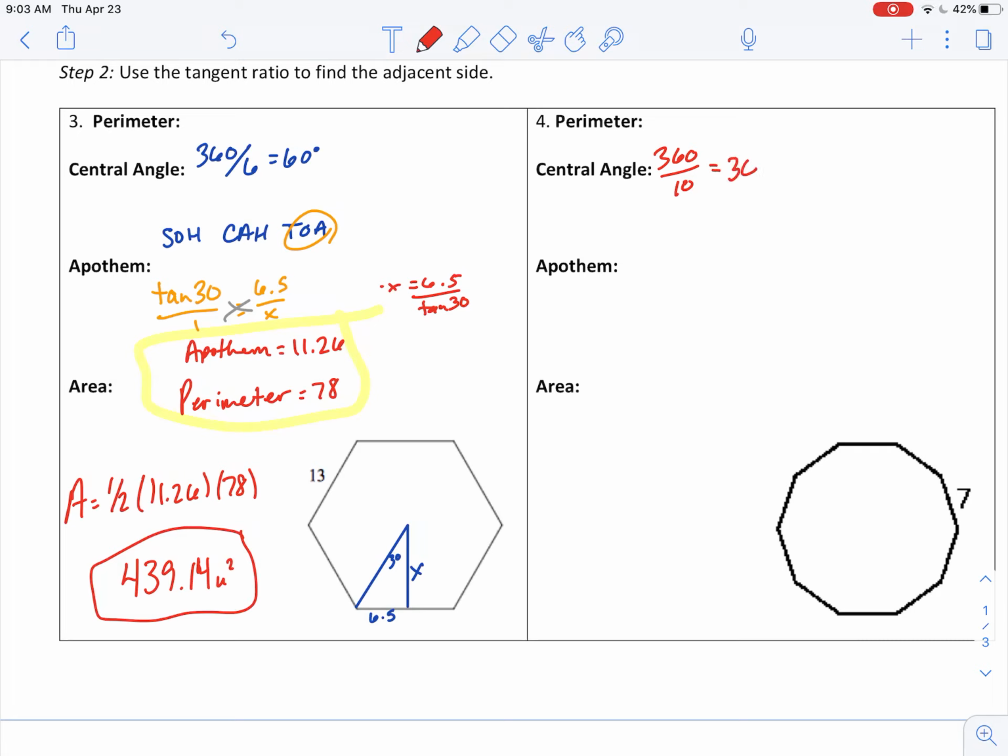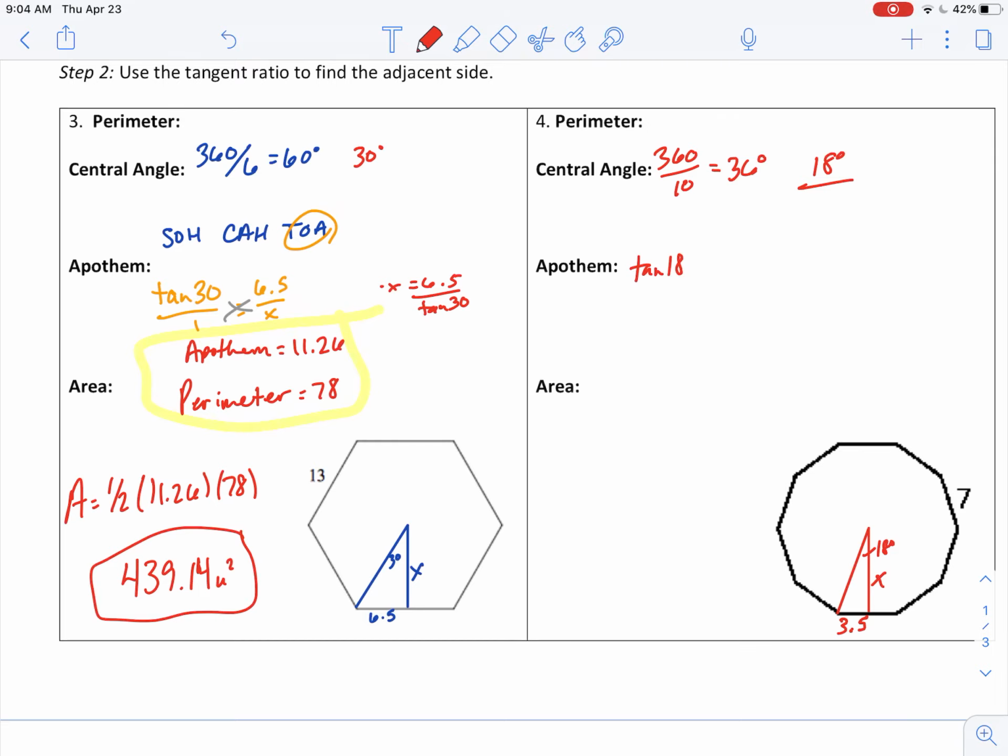Alright, same thing here, central angle. This is a 2, 3, 4, 5, 6, 7, 8, 9, 10. This is a decagon. So decagon, 10 sides. So I'll take 360 over 10 is 36, and I've got to split that in half. Oh, it's going to be 18 degrees.